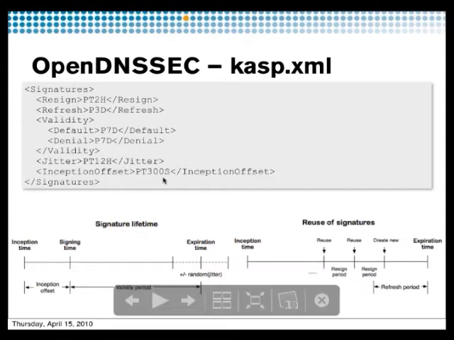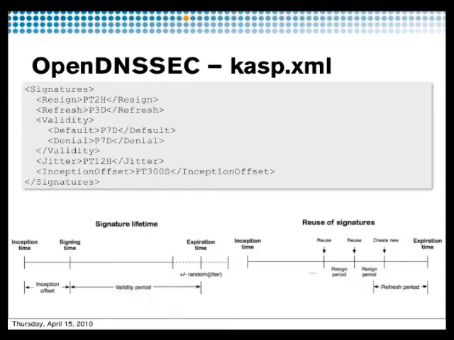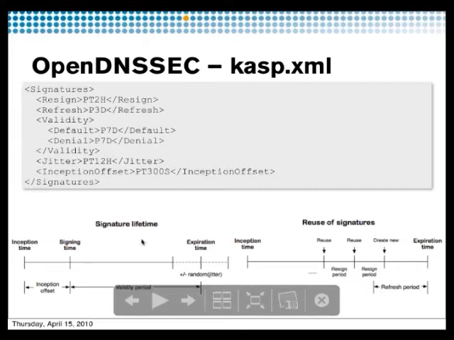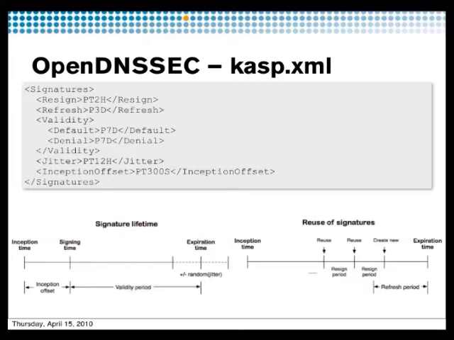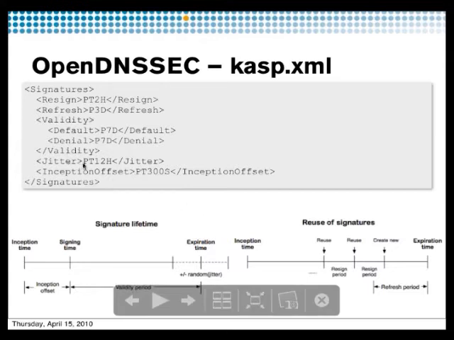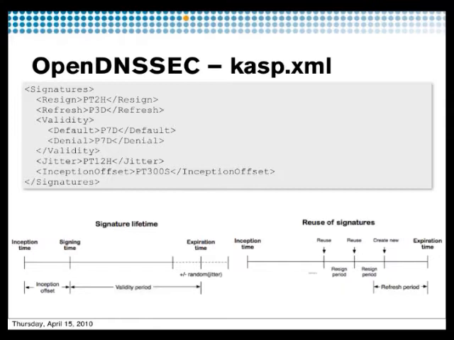So for instance, if you have a large zone and you start generating your signatures right now, and you're generating, let's say, 10,000 signatures, then you might want to add a little bit so they don't expire at the same time, and then you can use this jitter value. In this case, it's 12 hours.